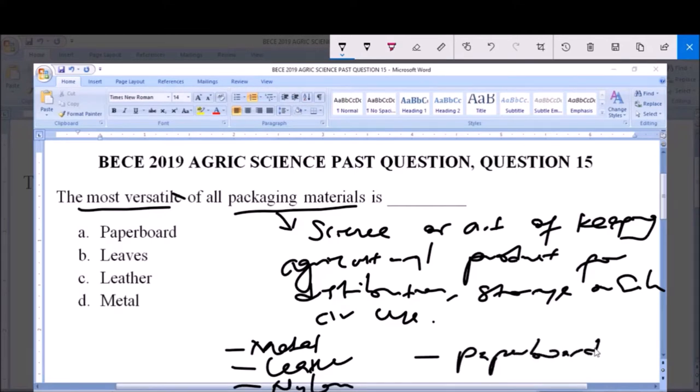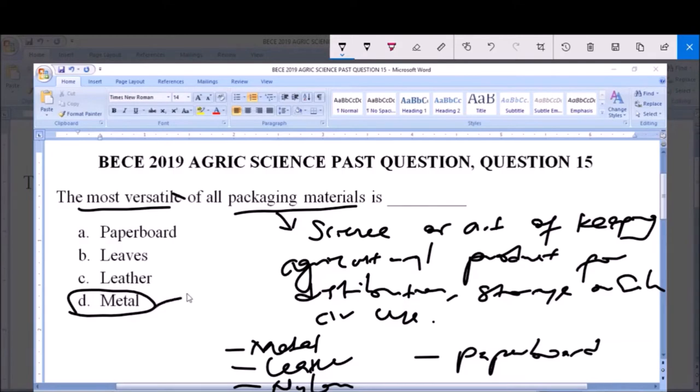Now the question says, which of this packaging material here is the most versatile? That is, which of this packaging material can be used for different kinds of agricultural products? And I want you to know that option D here, metal, is the right answer to this question, because metal is the most versatile of all packaging material.